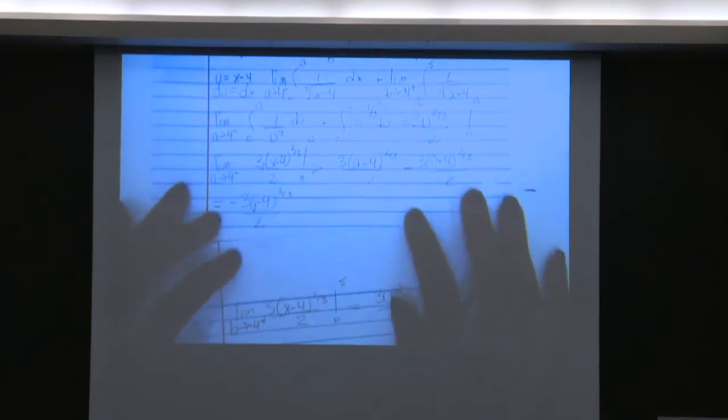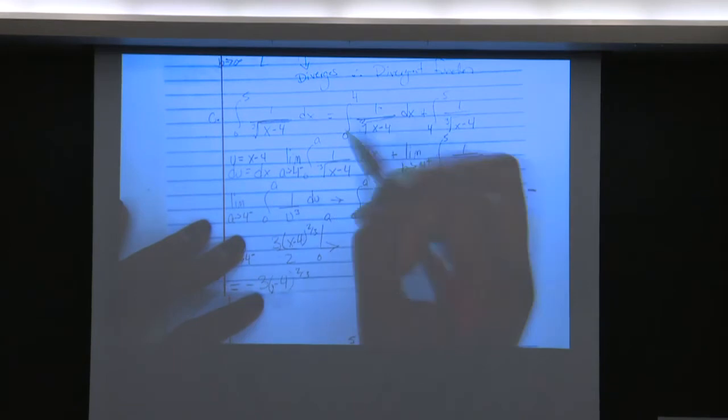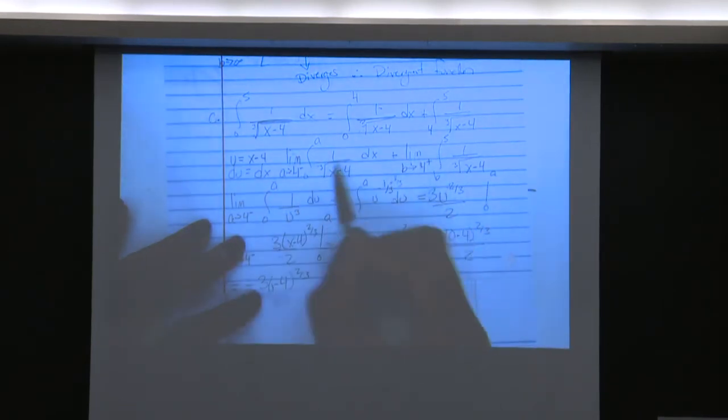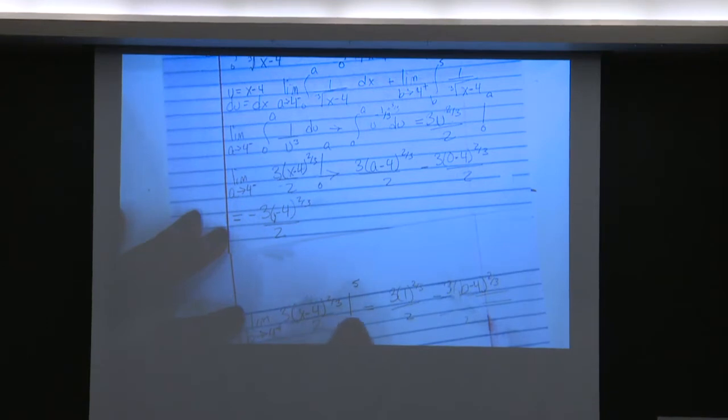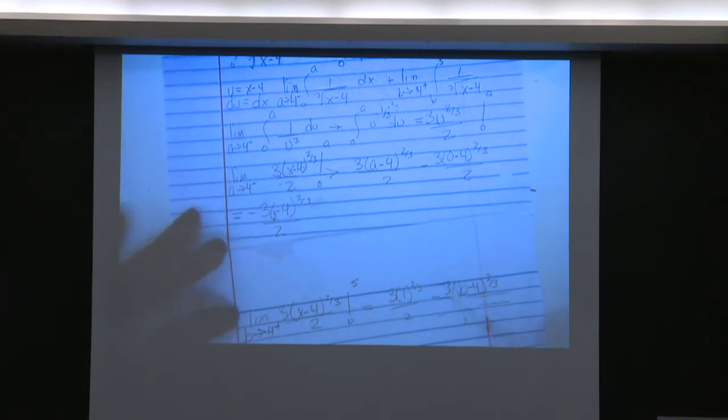Now we go back to this. We've seen here that to find the value of the integral, we add these two limits. So I'm adding negative 3 times negative 4 to the 2/3 over 2 plus 3 over 2. Cool?